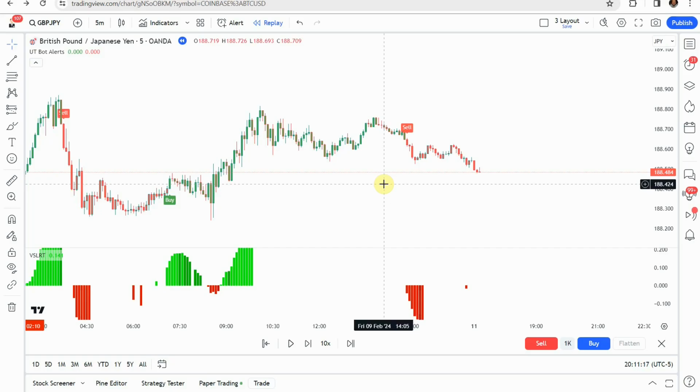Definitely not the most profitable scalping strategy. I think this might be one of the worst strategies that we have tested so far.